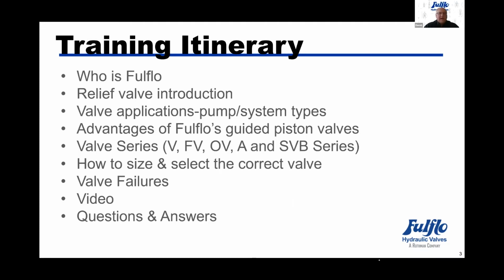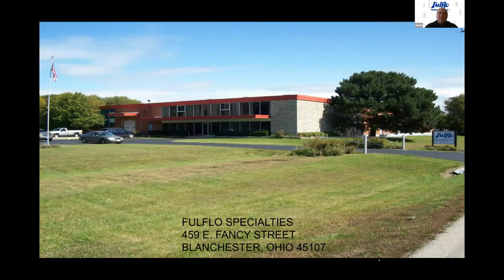So here's a picture of our current facility, which we moved to 22 years ago, located at 459 East Fancy Street. It's a state-of-the-art one-floor manufacturing facility with the offices on the second floor. So it's 42,000 square feet of facility. Here is an overview of the shop floor. You can note how clean the floor is, how organized everything is. That way we can keep production flowing.